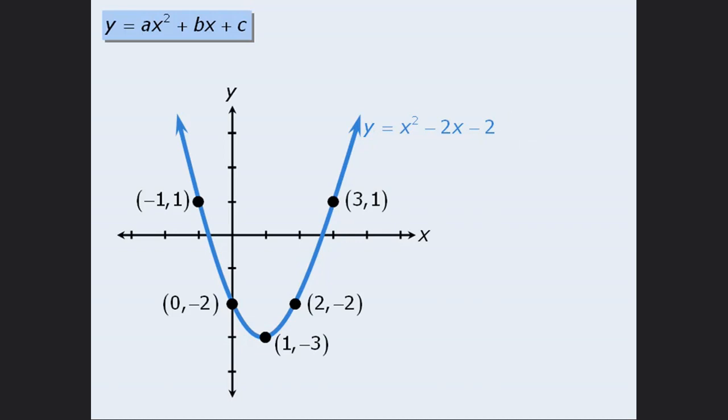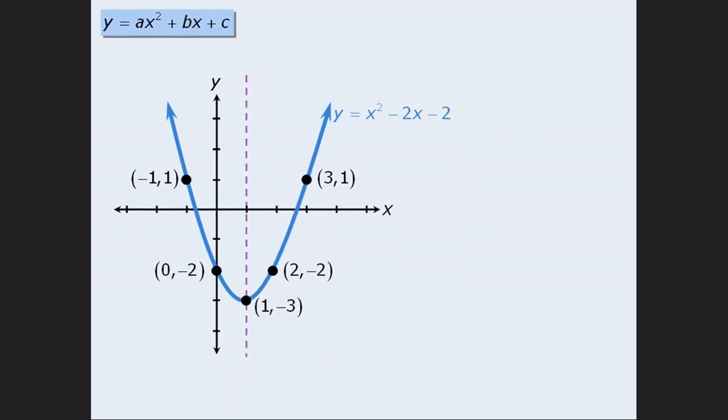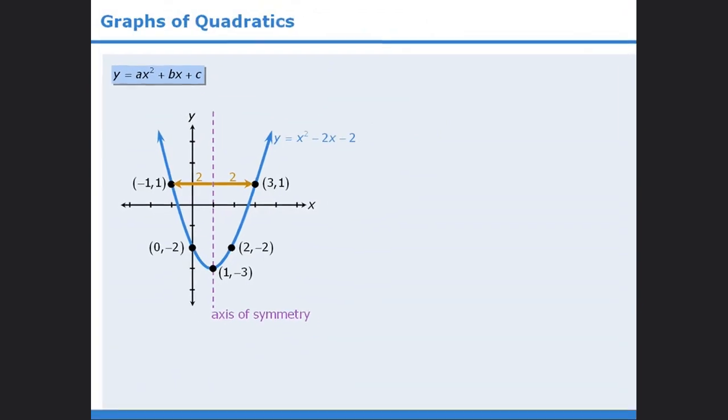Another property you should know is that all parabolas are symmetrical about an axis called the axis of symmetry. One example of this symmetry is that if a point is 2 units away from the axis of symmetry, the reflection of that point will also be 2 units away from the axis of symmetry. And that's pretty much all you need to know about the graphs of quadratic equations on the GRE.